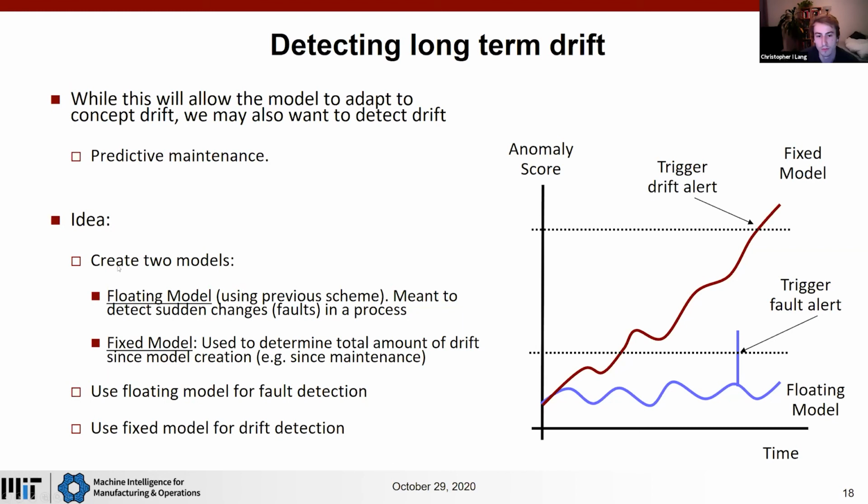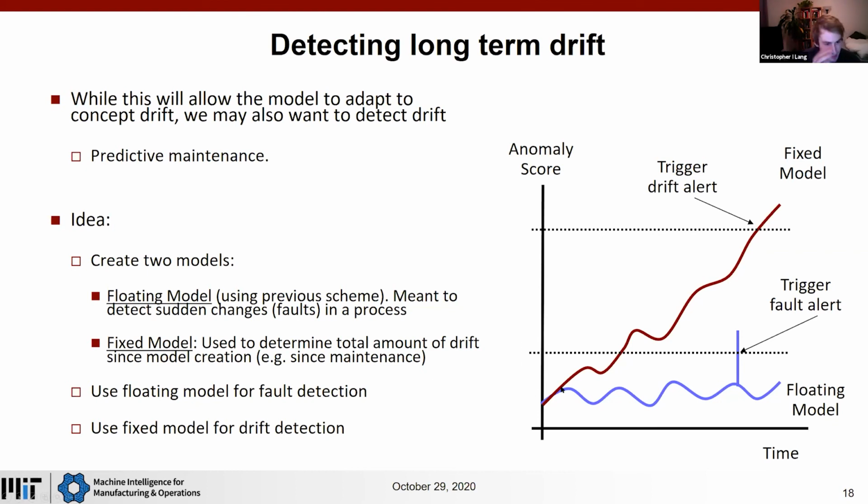One is a floating model, which uses what I was talking about before, where you're changing the data set in order to adapt to the changing conditions. And this could detect sudden changes or discrete faults in a process. And then you could also have a fixed model, which can be used to determine the total amount of drift since the model's creation. So for example, since you started doing maintenance.